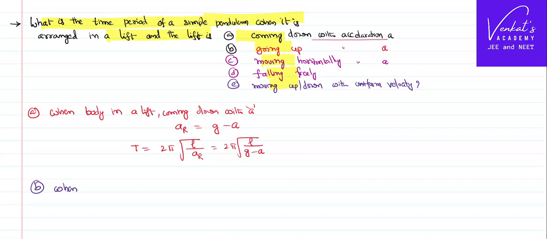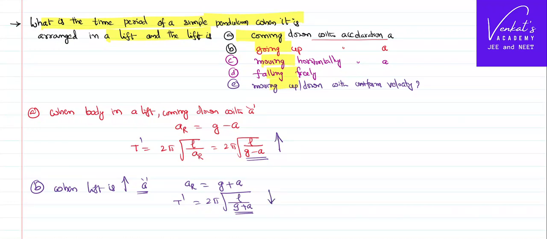Next, when the lift is moving up with an acceleration A, the body becomes heavy because a resultant becomes G plus A. You can feel it in normal day-to-day life also. You feel light when the lift is coming down and you feel heavy when the lift is going up. So in that case, the new time period will become 2 pi into root of L by G plus A. Notice that here the denominator is more, so the time period decreases. In the earlier case the denominator is less, so the time period increases. That's the second case.